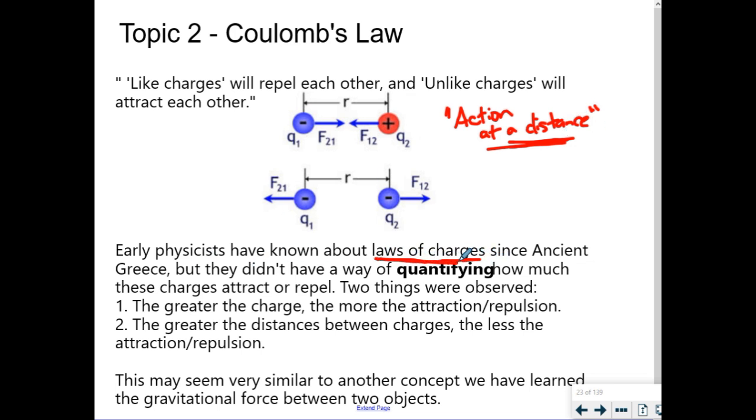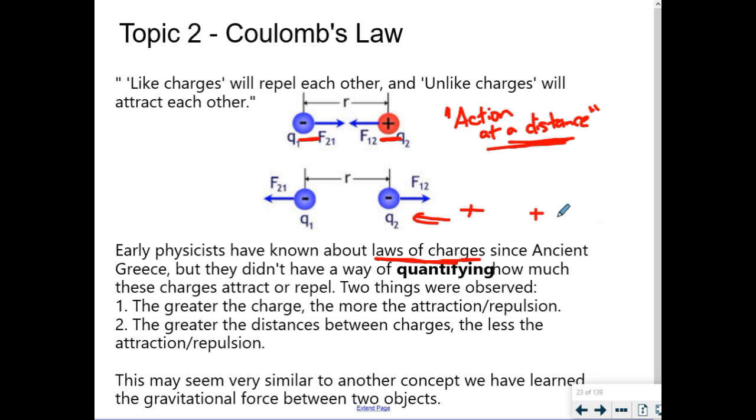And I've got written down on this slide that physicists, we've known about laws of charges since ancient Greece. They've known that charged objects existed, and they've known about the two main concepts, the idea that there are unlike charges, which we now know as positive and negative, right? The negative and positive charges right here. But there's also like charges, where you could have negative with negative, or possibly positive with positive.